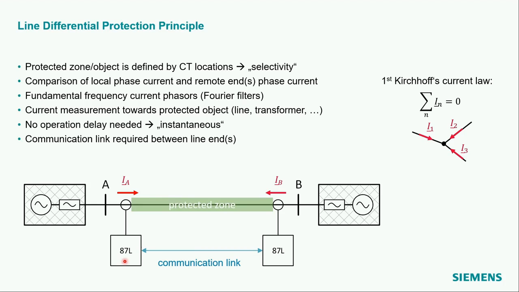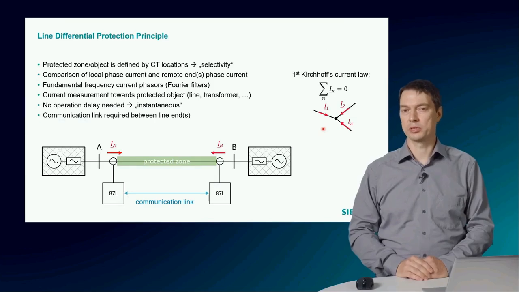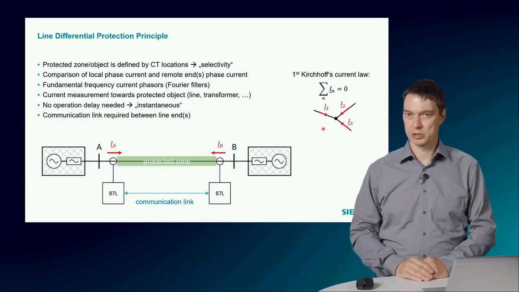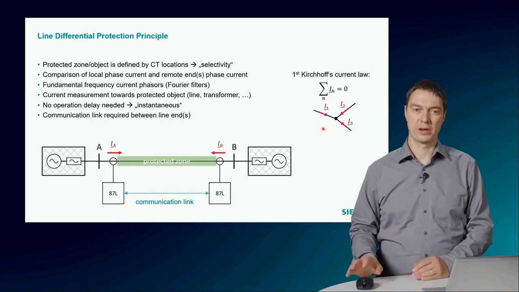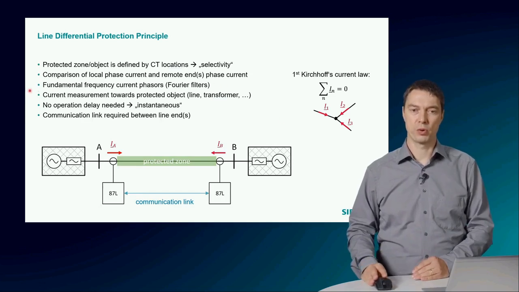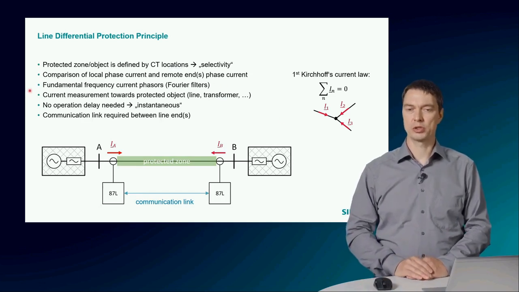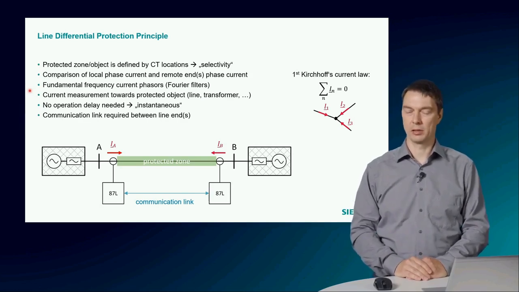The line differential protection principle is based on a comparison of the local phase and the remote phase currents. It applies Kirchhoff's first law, which is the current law, which says that the sum of the currents which flow into a node always equals 0. The fundamental frequency component is evaluated, which is obtained using Fourier filters. But there are also other methods on the market.